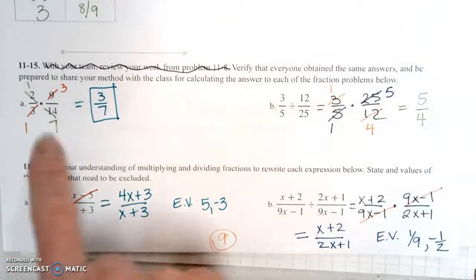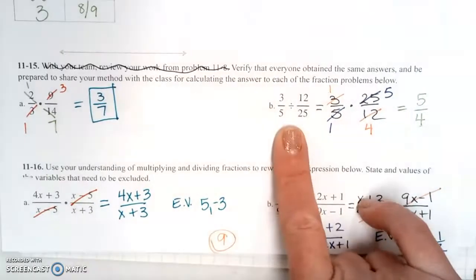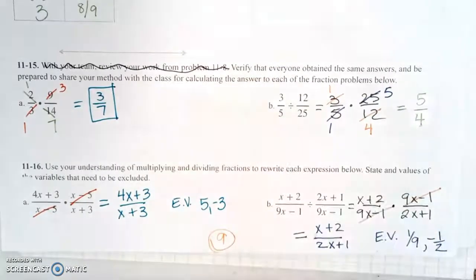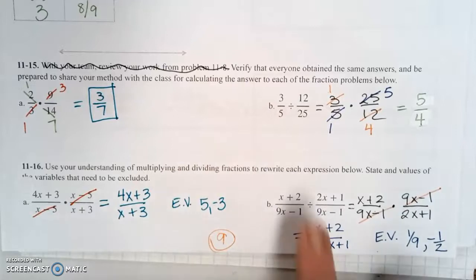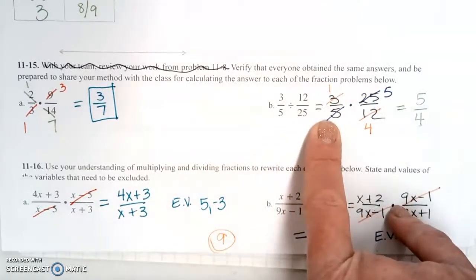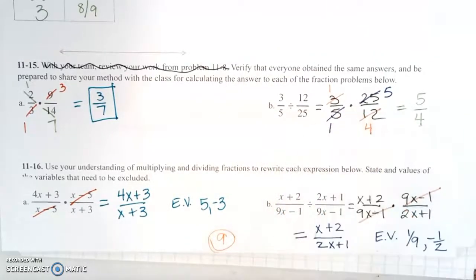So 1 times 3 is 3. 1 times 7 is 7. So the answer is 3/7. That should be like 4th grade math for you, right? Okay. Question B is essentially the same problem, but division. So we're going to use the invert and multiply rule. Leave the first fraction alone. Just rewrite it as 3/5. Change division to multiplication, and then take the reciprocal of the second fraction.